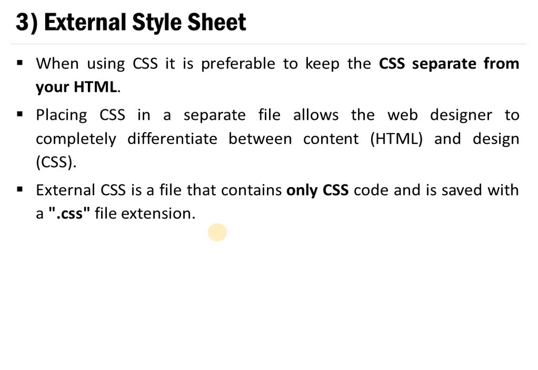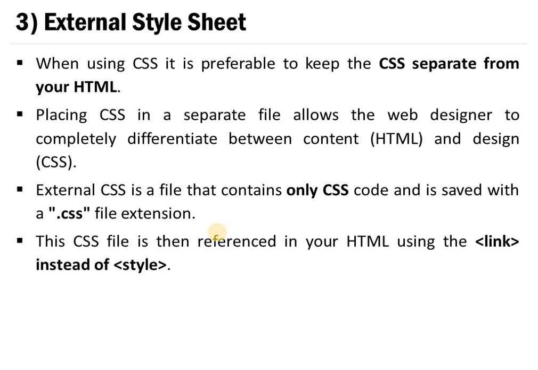First, create one file that contains only your CSS code and save it with a .css file extension. Now this file is integrated into your HTML using the link tag instead of the style tag. In the previous way, the internal style sheet, we use the style tag in the head section to include CSS. Now if you go the external style sheet way, the first thing you have to do is create your own file of only CSS code.